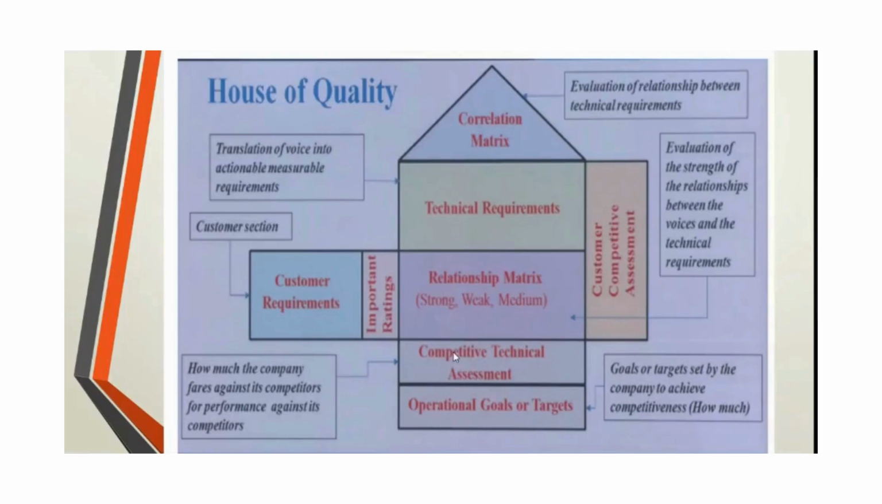So competitor assessment is also done here. You are comparing the same segment car. If you want to buy a Hyundai i20 or a Swift, on that basis you will compare both, right, on various parameters, and you go to the conclusion. So that is why the house of quality is required.